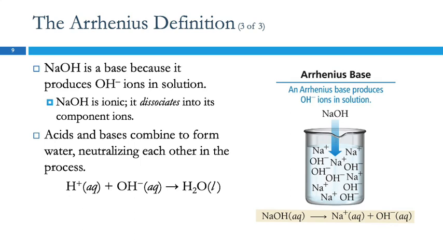Sodium hydroxide is a base because you dissolve it in water and it produces hydroxide ions. Unlike the acids, sodium hydroxide is an ionic compound. In its solid form, it has ions. When you put it into water, it just dissociates. The ions separate from each other. So here we have sodium hydroxide dissolving in water. We get separated sodium and hydroxide ions. Producing hydroxide ions tells us it's a base, an Arrhenius base.